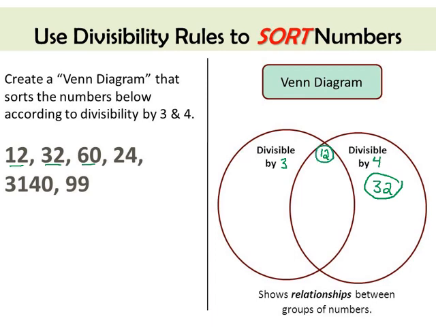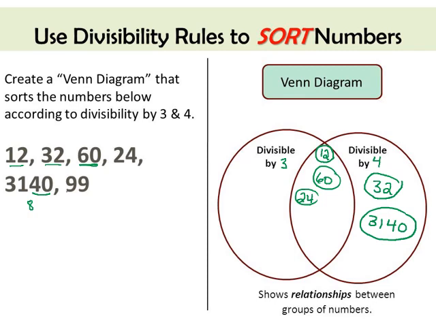60. 6 plus 0 is 6, so it's divisible by 3, and it is divisible by 4 as well. 4 times 15 is 60, so 60 can go in the middle. 24. 2 plus 4 is 6, so it works for 3 and it works for 4. 3,140. The last two digits are divisible by 4, so it works for 4. 3 plus 1 is 4, plus 4 is 8. And that is not divisible by 3, so that one is only going to work for 4.